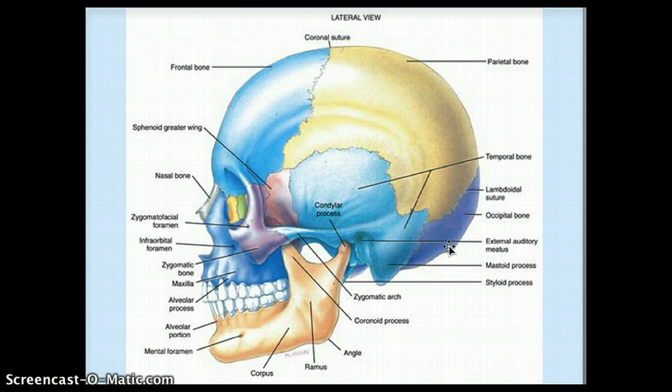Some of the other structures that we've talked about so far are the zygomatic bone here, which is making up the cheekbone, the maxillae, which is comprising the upper jaw, the mandible, which is comprising the lower jaw. The alveolar process is the lower part of the maxillae. You can see the nasal bone here.